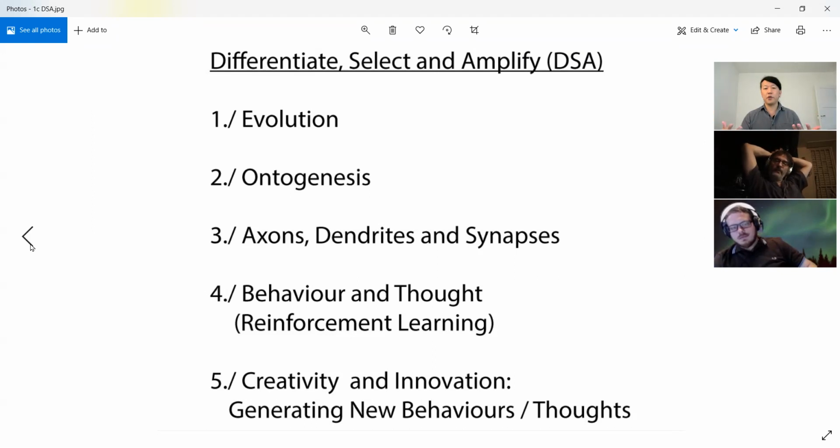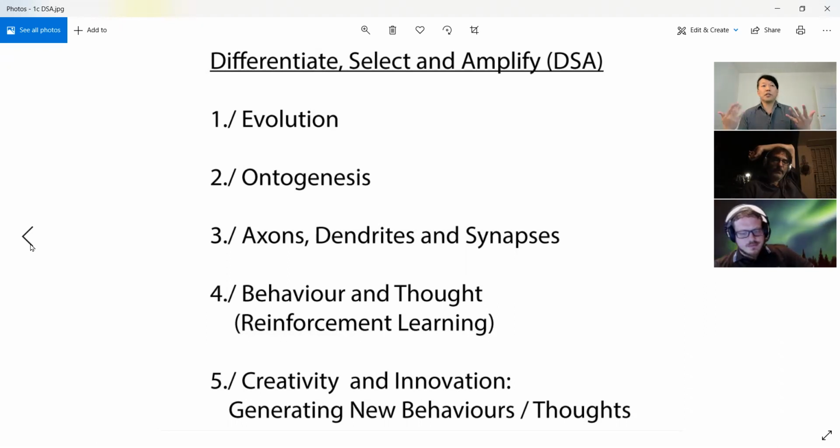Now, behavior and thought. Some things we do are habitual, or we're basically taught to do them. But there's this thing called reinforcement learning, where you explore life and explore certain paths, and certain paths are punished, but certain paths are rewarded. So as we go through life, there is also this process of differentiating into all these different kinds of behavior we can do, selecting the ones that give us reward through reinforcement learning, and then literally amplifying those behaviors.